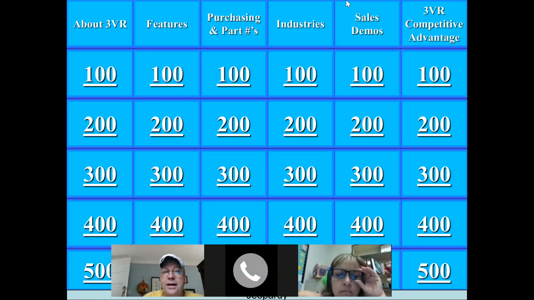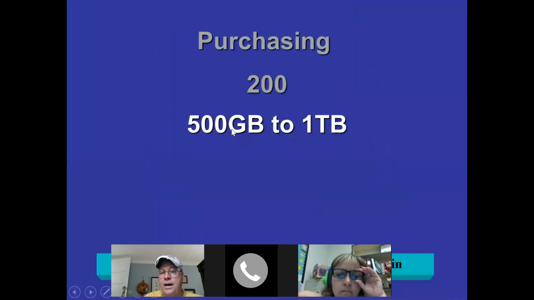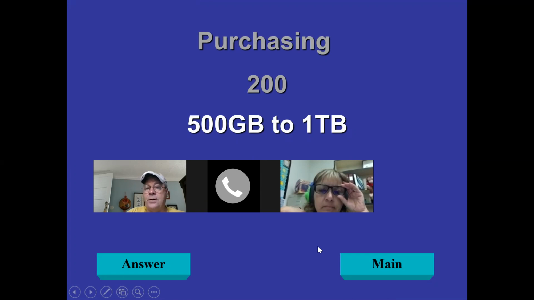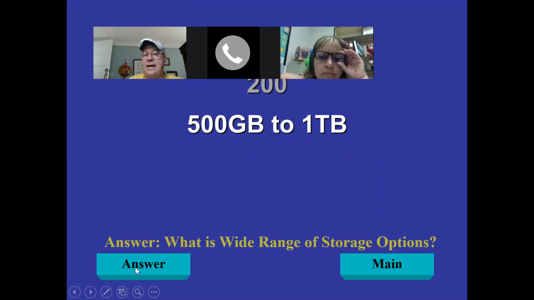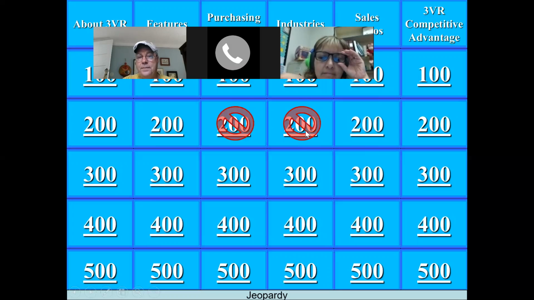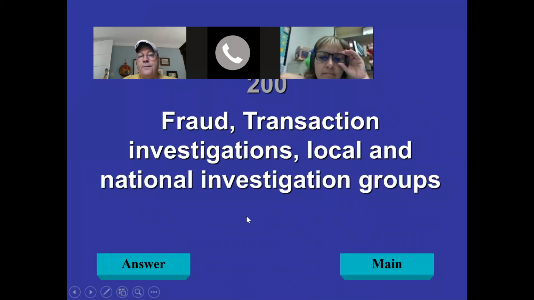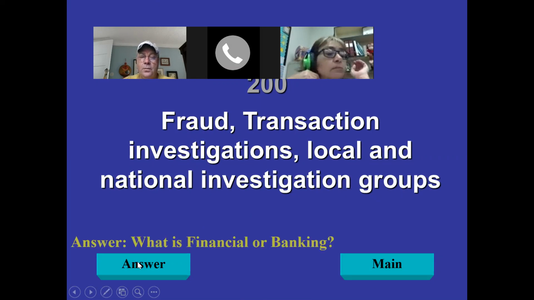For example, here I can pick purchase parts for 200, right? And it says, purchase 500 gigabytes to 1 terabyte. And the answer, what is the wide range of storage options? So I'd have little Snickers bars, and when people would get the question right, I'd throw them a Snickers bar. Okay. Fraud investigation, local and national investigation groups, what is financial or banking, right?